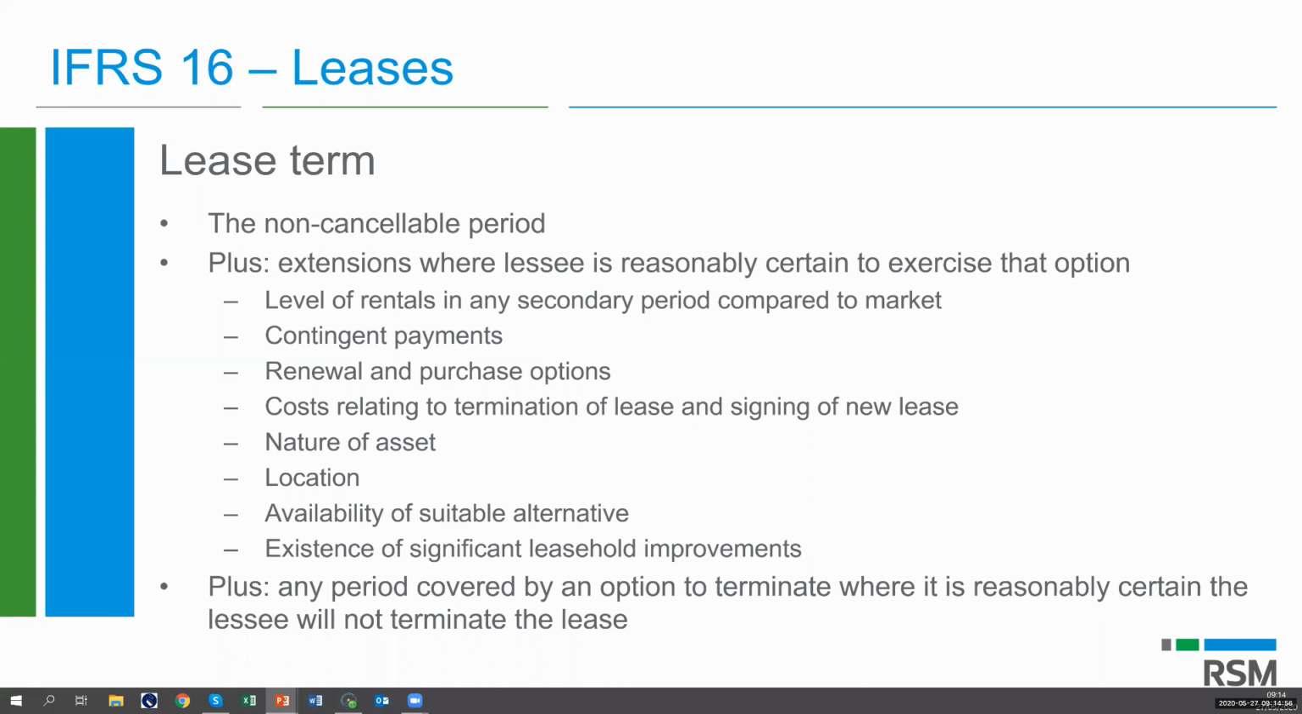Plus, lastly, you would also include any period covered by an option to terminate, where it is reasonably certain that the lessee will not terminate the lease. So often a lease would say that you can terminate within 3 months before the end of the lease, or whatever it might be. You would take into account those 3 months if you also know, reasonably, that you're not going to terminate that lease. So it's very important to take those factors into account in determining whether or not to include that extension period within your lease term.